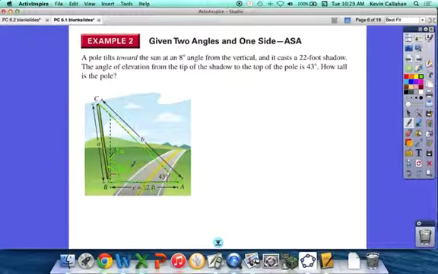Let's see, the angle of elevation from the tip of the shadow to the top of the pole is 43 degrees. So remember, what do angles of elevation and angles of depression have in common? They're with the horizontal, right? So the horizontal line is here. The angle of elevation is 43 degrees. Okay, how tall is the pole? So they're asking us to find this right there.